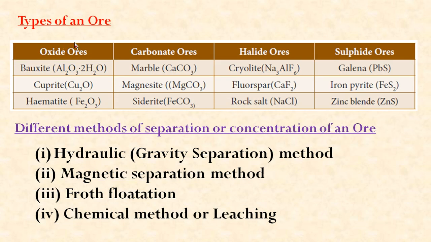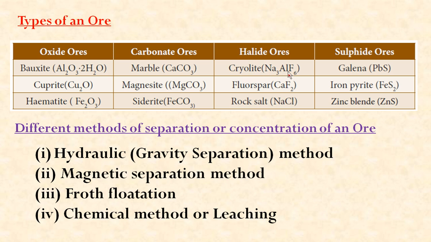Then what are the types of ore? First one, oxide ore: bauxite, Al2O3.2H2O, cuprite, Cu2O, hematite, Fe2O3. Then carbonate ores: marble, CaCO3, magnesite, MgCO3, siderite, FeCO3. Then halide ore. Halide means chlorine, bromine, iodine, fluorine.